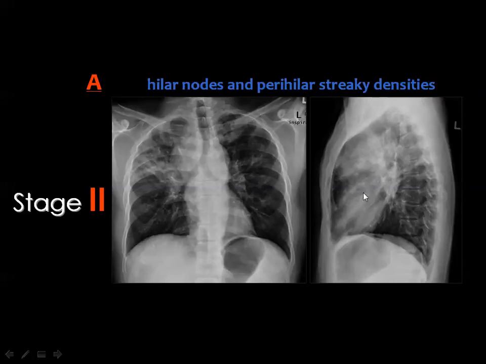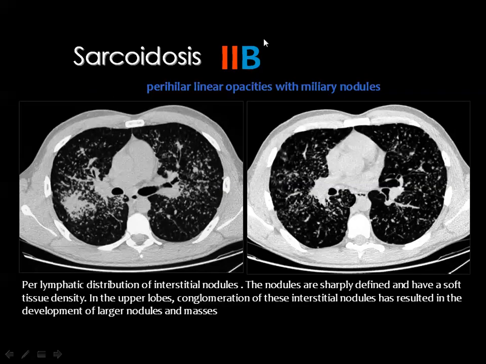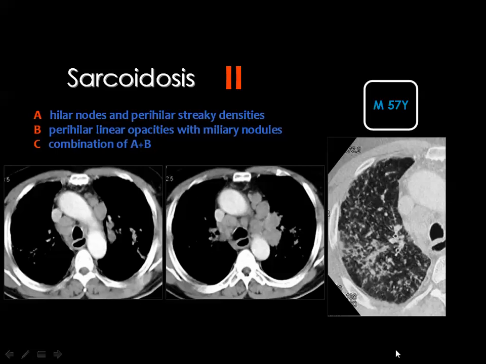Then stage 2, where you see lymphadenopathy and strandy opacities in the lung, and this is stage 2B, where you can see nodes and you see strands and you see miliary shadows or nodules distributed in the perilymphatic distribution. And then if you look here, the stage 2 sarcoid, if you have hilar nodes with streaky opacities, this is stage A, hilar nodes with streaky opacities and miliary shadows, and this is B, the combination between A and B is stage 2C.